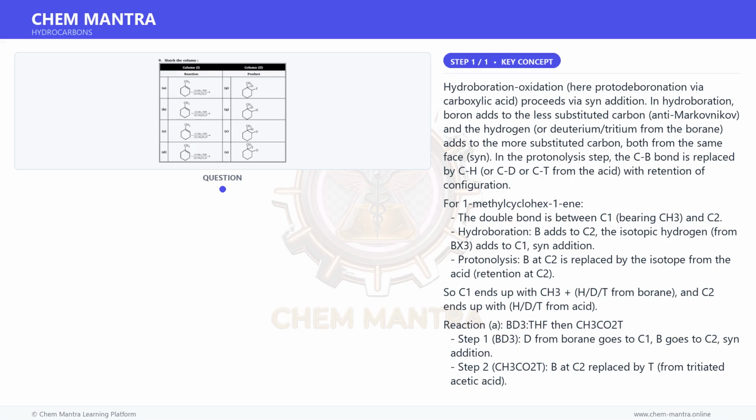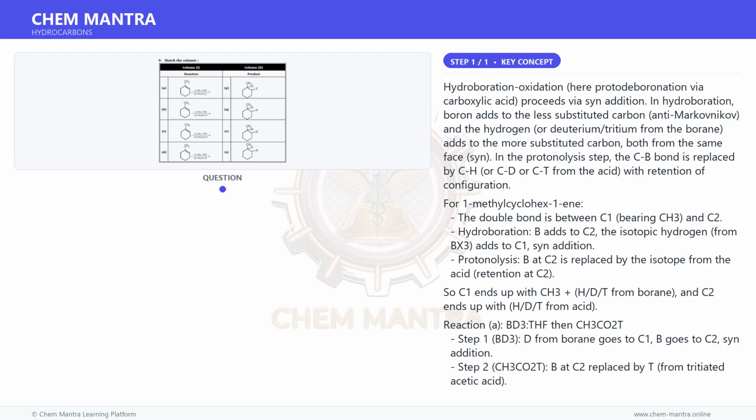Hydroboration-oxidation. Here protonolysis via carboxylic acid proceeds via syn addition. In hydroboration, boron adds to the less substituted carbon, anti-Markovnikov, and the hydrogen, deuterium or tritium from the borane adds to the more substituted carbon, both from the same face, syn addition. In the protonolysis step, the C-B bond is replaced by C-H, C-D or C-T from the acid with retention of configuration.